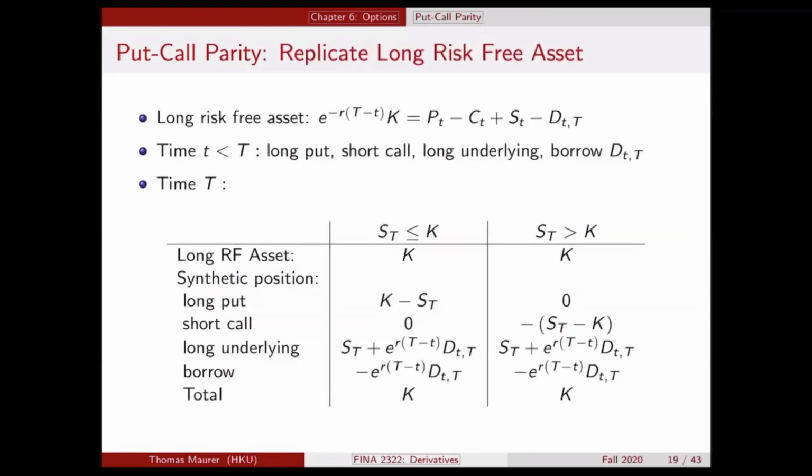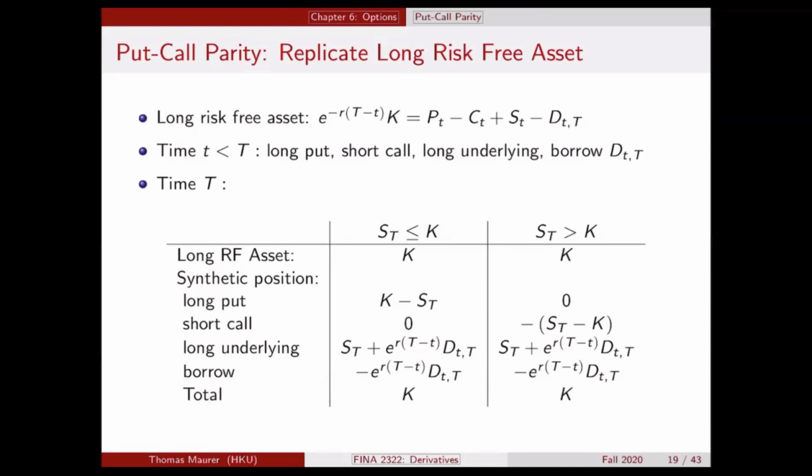So how do we do this? Let's imagine that we want to replicate a long position in the risk-free asset, or in other words, buying a zero coupon bond with a face value of K dollars. That means at the maturity date, that zero coupon bond pays us K dollars, no matter whether the price of the underlying is below or above K. And we're going to replicate this by buying a put option, selling a call option, taking a long position in the underlying asset, and then dealing with potential dividend payments in that underlying asset by borrowing money against these dividends.